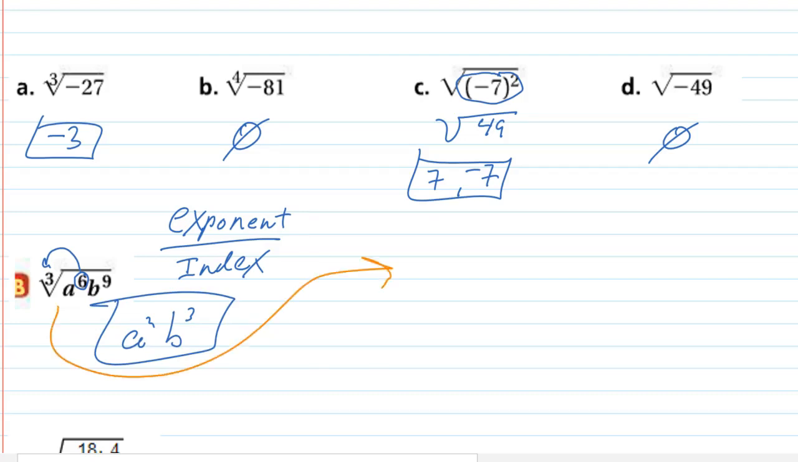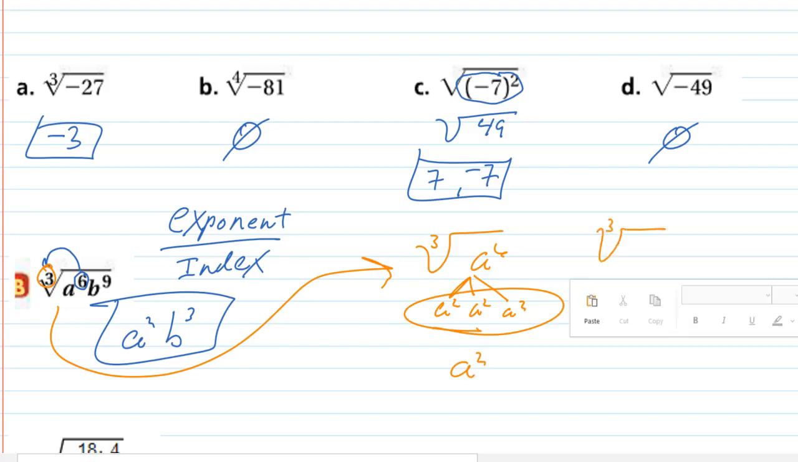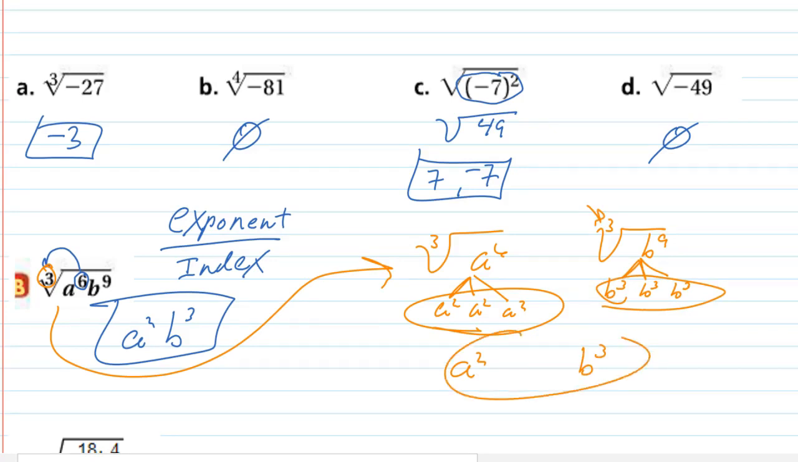Here's the longer, more complicated explanation. A to the power of 6. I need 3 things, because there's a cube root, that are the exact same. A to the 6 breaks up into a squared times a squared times a squared. Because it's a cube root, I need 3 of the same things. I have 3 a squareds, gives me a squared. Next, I have a cube root of b to the 9th. Well, b to the 9th breaks into b cubed times b cubed times b cubed. I need 3 of the same things because it's a cube root, and that's where I get the b cubed.